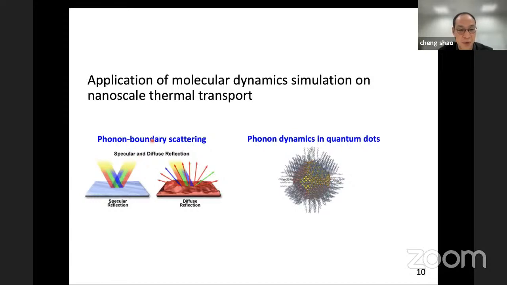The first one is the phonon boundary scattering at different surfaces. And another one is the phonon dynamics in complex systems like quantum dot systems.